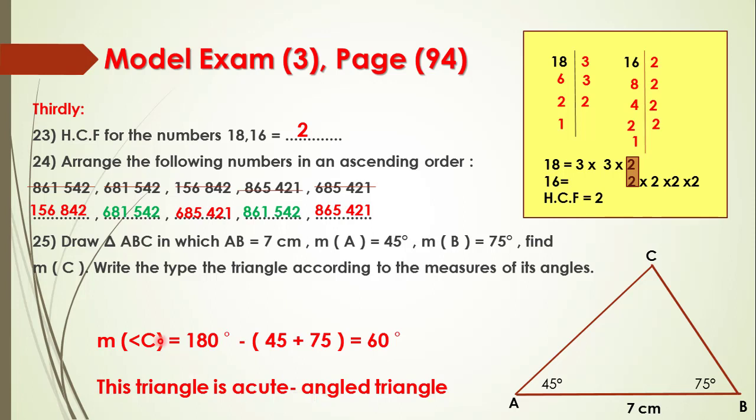Now I want to determine the type of this triangle according to the measures of its angles. We have 45, 75 and 60. The greatest one is 75 and it's an acute angle. So this triangle is an acute angle triangle.